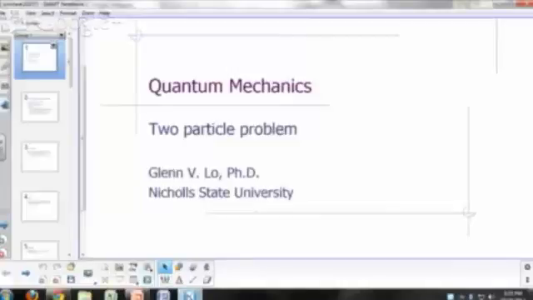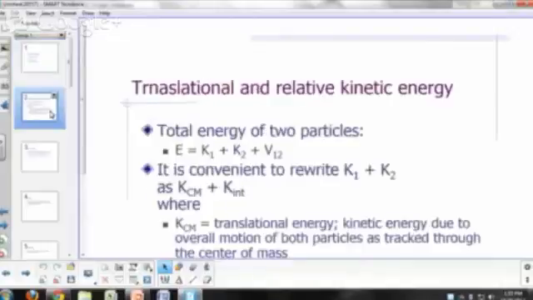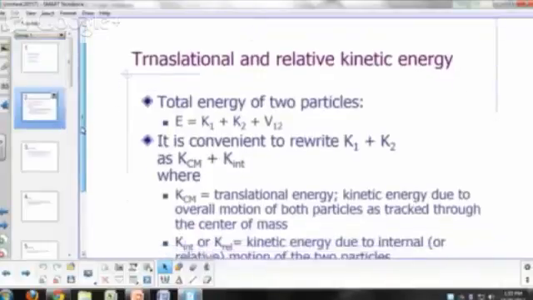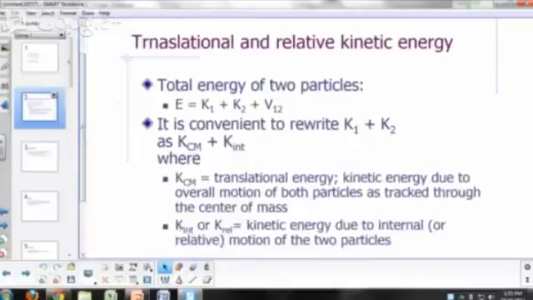Today we make our problem doubly complicated. Instead of just one particle, we're going to do two particles. Okay, so let's see what happens if you have two particles now. So, oops, we spelled translational.